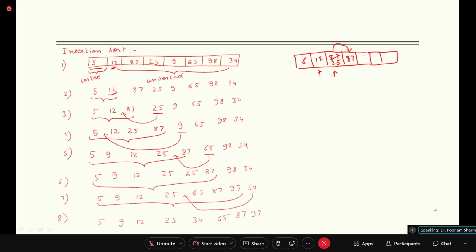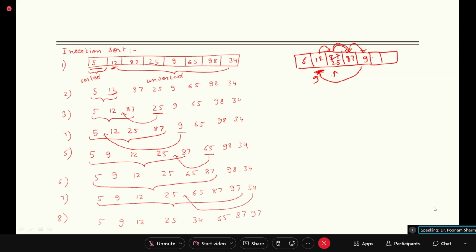Now what will come? 9. So 9 will search for this place where 9 is to be stored. So 9 will come over here and say, okay, I want a space between 5 and 12. So what is to be done? Shift everyone to the right. So what will happen? 12 will move here, 25 will move here, 87 will move here. So a space is created, so 9 will be stored here.